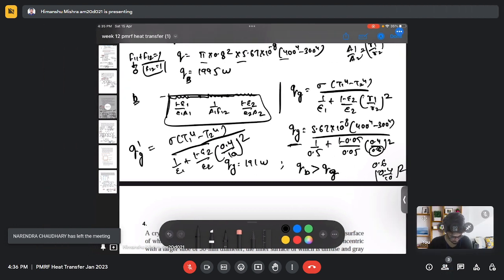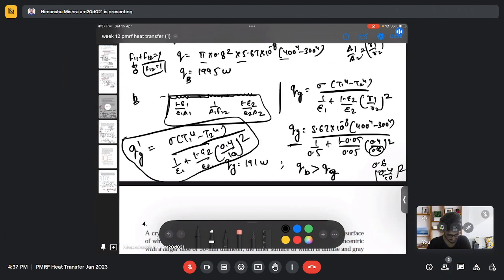Yeah. So now this is my modified heat transfer with the change in diameter, which is D2 dash. So just try to calculate this with the modification in diameter. So this is part C.